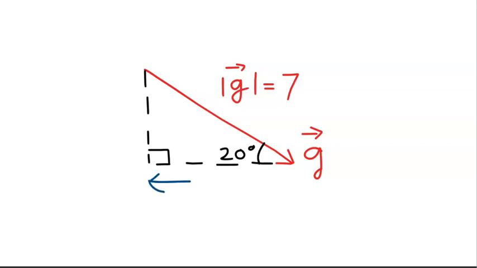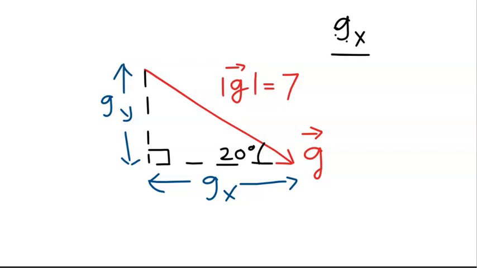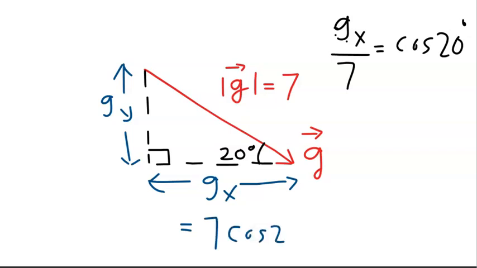So this is the x component of this vector g, and that is the y component of this vector g. Now this is again a right angle triangle, so you can use trigonometry to figure out these two components. Now first, the x component. So gx over 7 is cosine 20 degrees. So that means gx is 7 times cosine 20 degrees, which is 6.58.